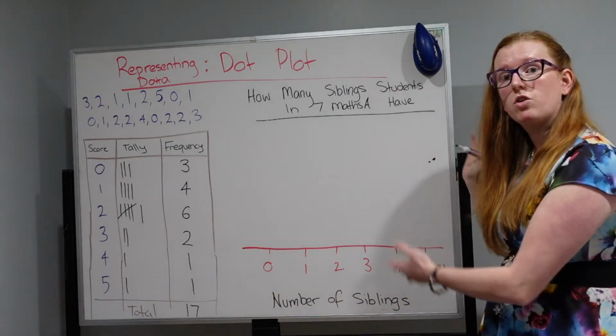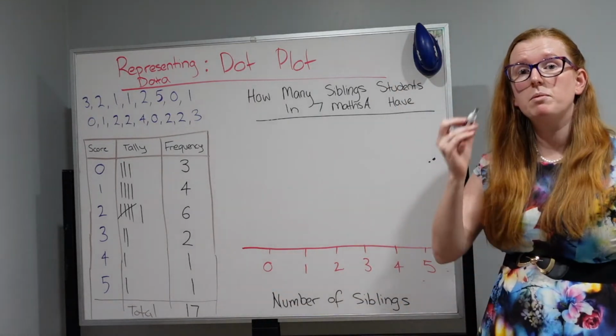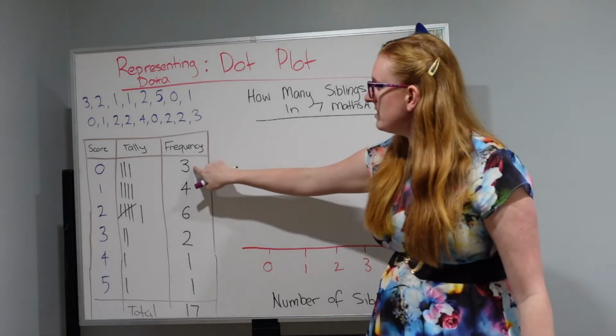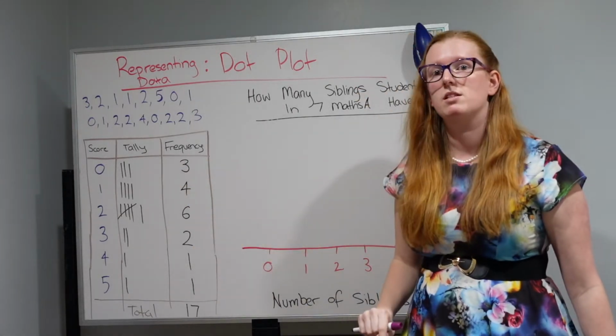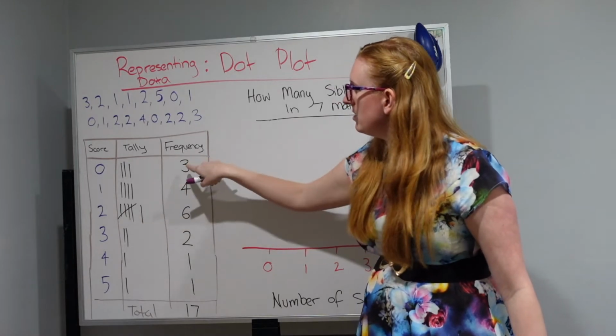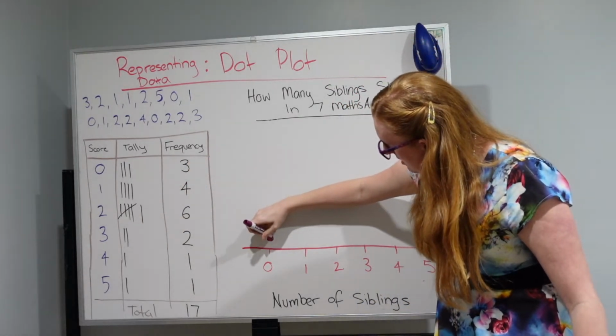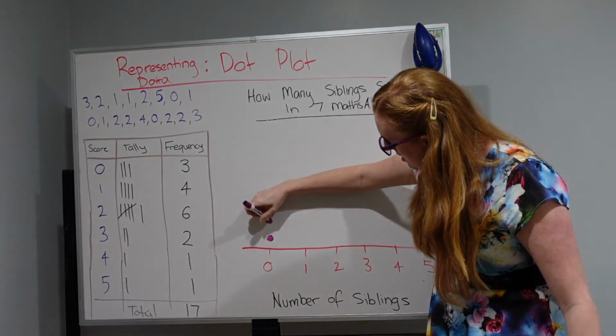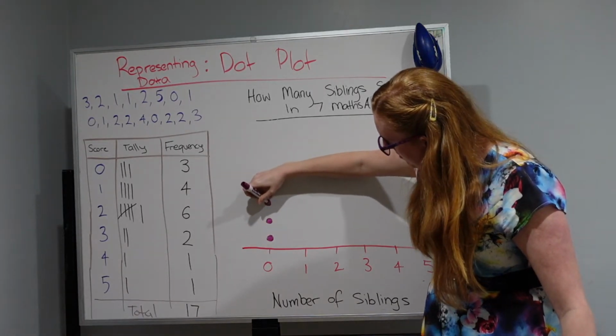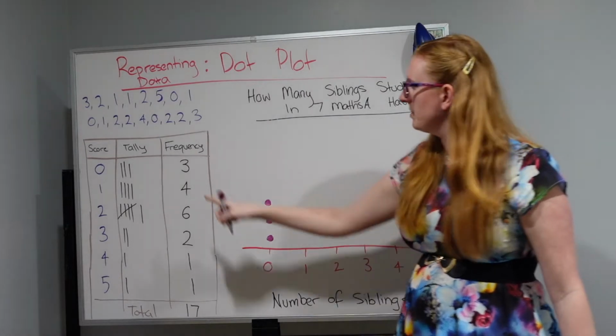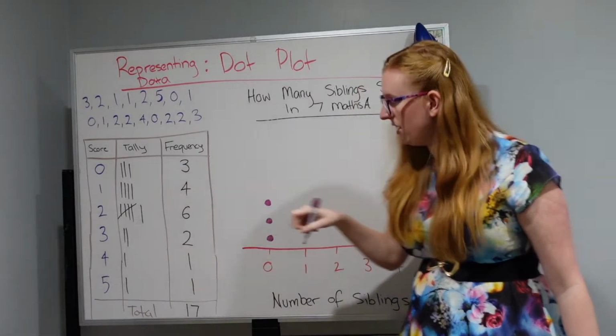So now in order to create a dot plot, I'm going to put a dot for every single vote for each of these options. So 3 people had 0 siblings, so I'm going to put 3 dots. 1, 2, 3. Great. Now I'm going to put 4 dots in option 1.